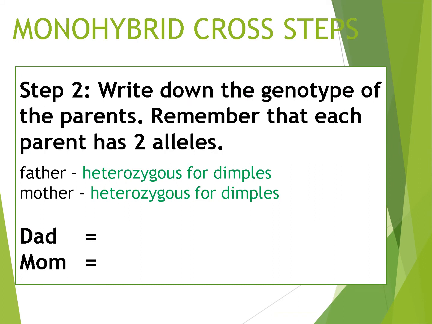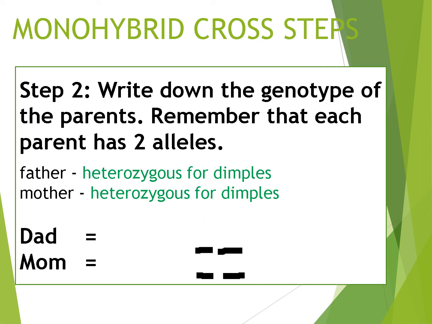Now, step 2. Write the genotype of the parents. Remember that each parent has two alleles. Where are we going to find the genotype of the parents? We are going to read back the passage. Based on the passage, the father has a heterozygous genotype as well as the mother. Again, when we say genotype, we are talking about two letters. So when we say heterozygous, it means two different letters.